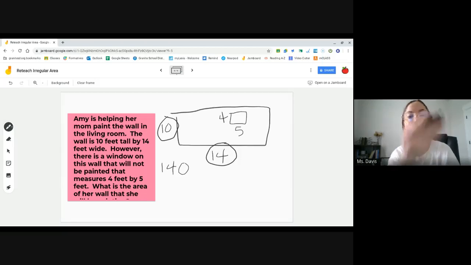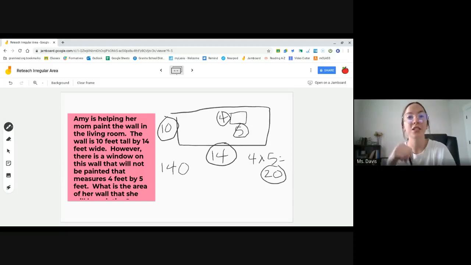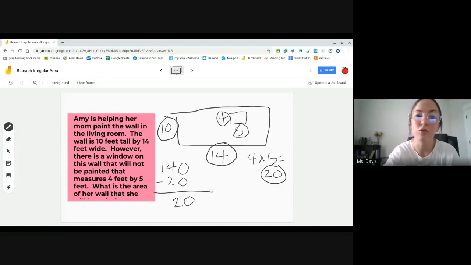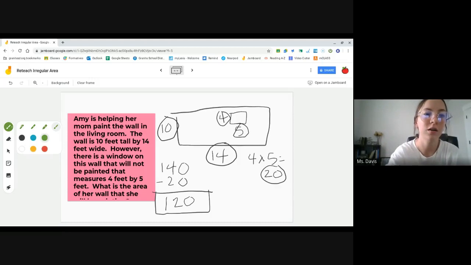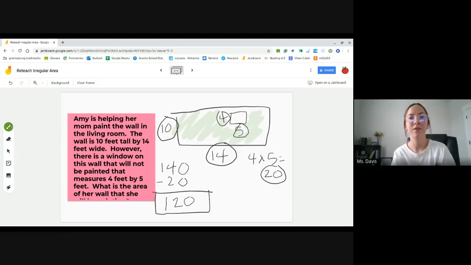Then I'm going to take out the area for the window. So we have 4 and 5. And 4 times 5 equals 20. That's the area for the window, which is what I need to subtract from the total area of the wall. So 0 minus 0 is 0. 4 minus 2 is 2. And 1 minus nothing, you just bring it down, and I have a 1. So 120 is what will be left over to paint for the wall, but not paint the window. And we're done.